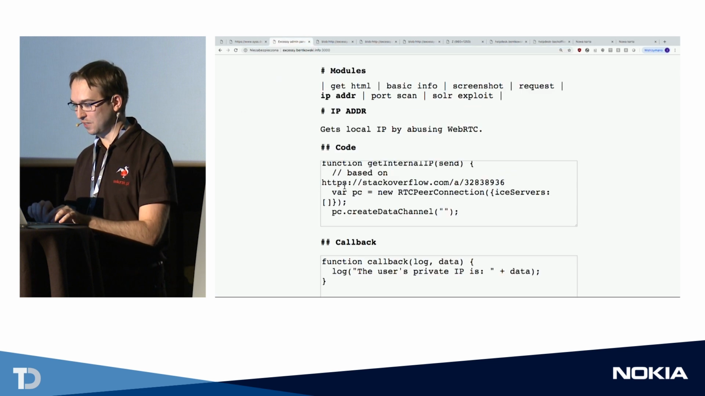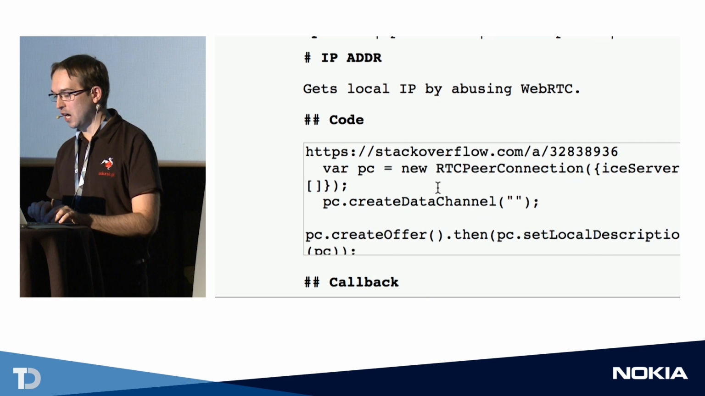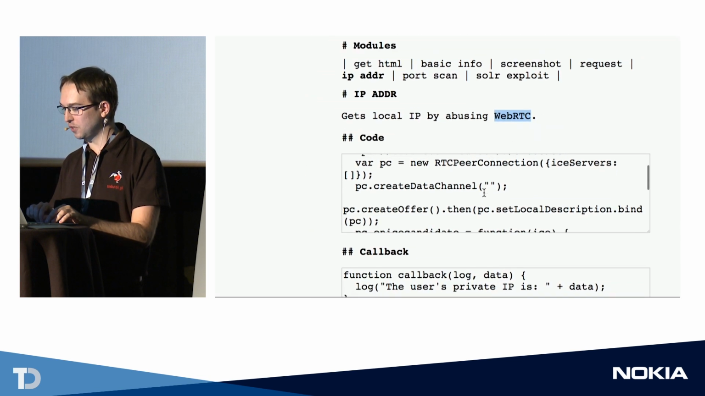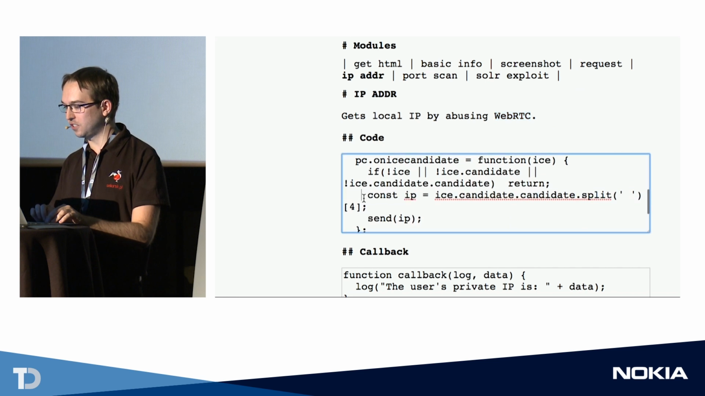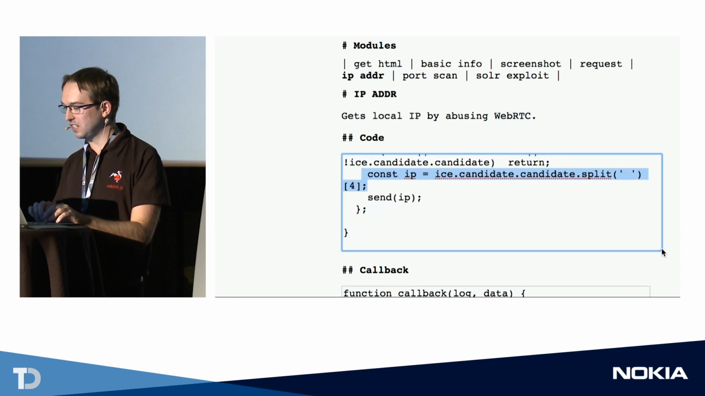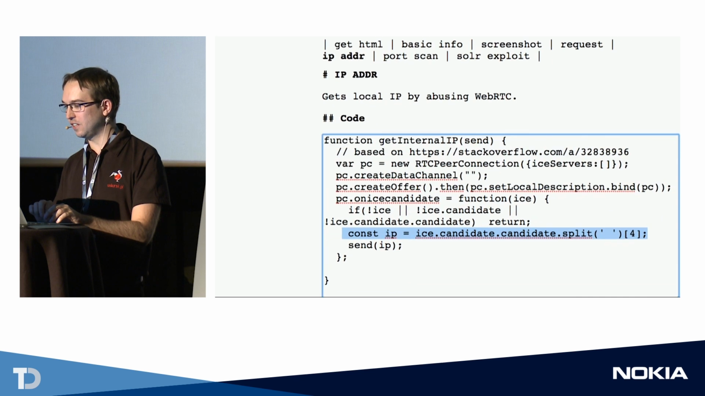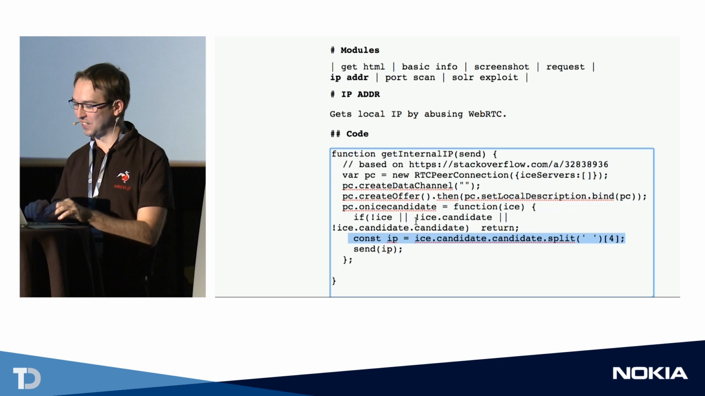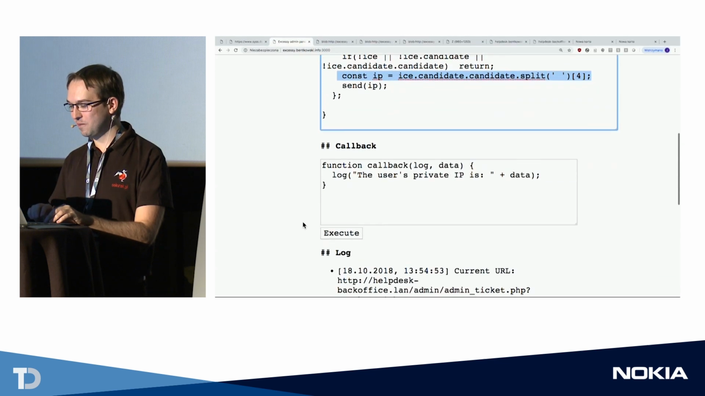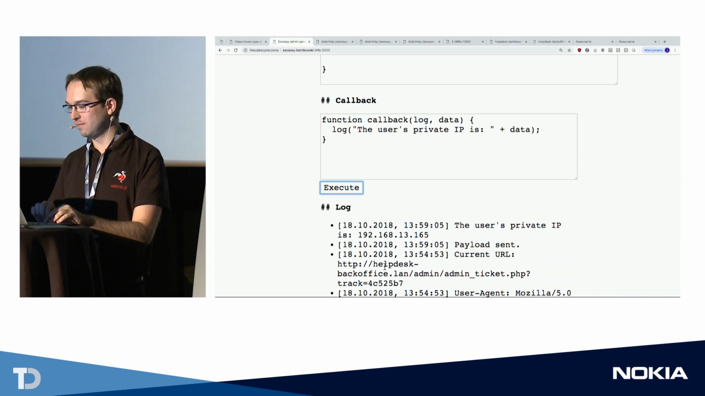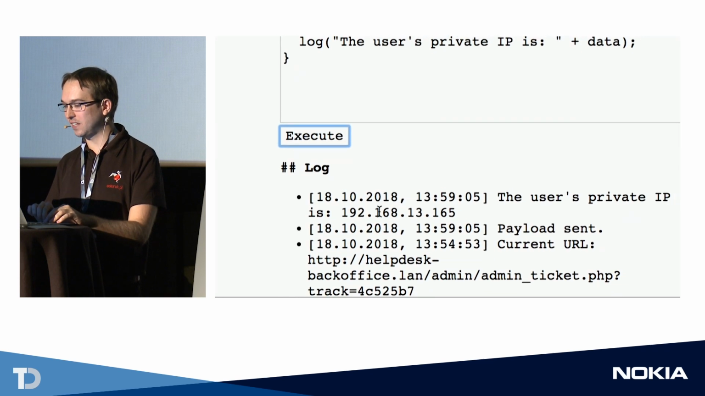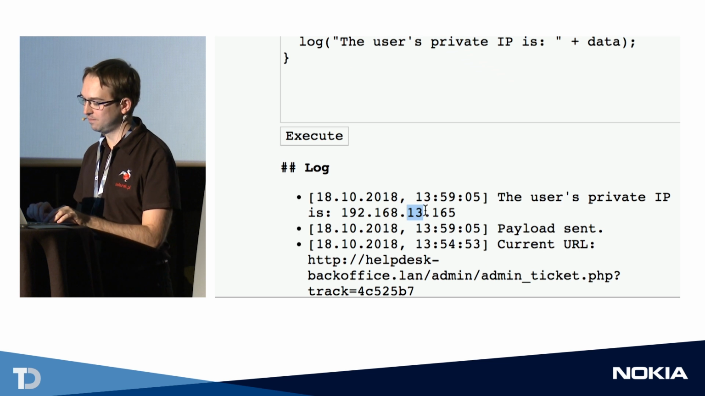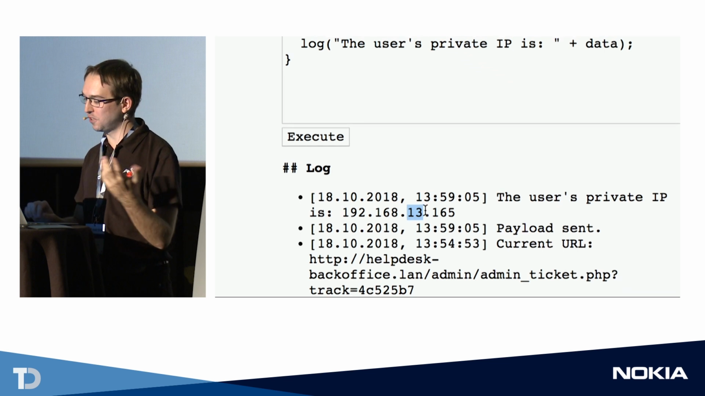Okay, I will go back to this later. However, using the API called WebRTC in browsers, we can actually get the local IP address of the user. I'm not going into details about how exactly it works, because even though the code is pretty short, it is pretty difficult to explain what exactly is happening here. However, when I execute the code, I get the information that the user's private IP is 13 on that place. So I know what the network of the victim is.